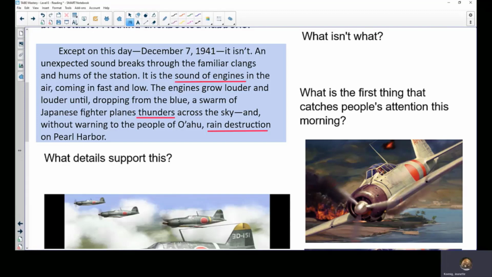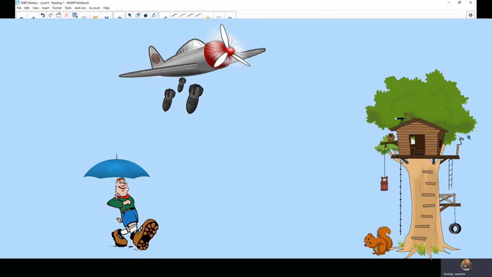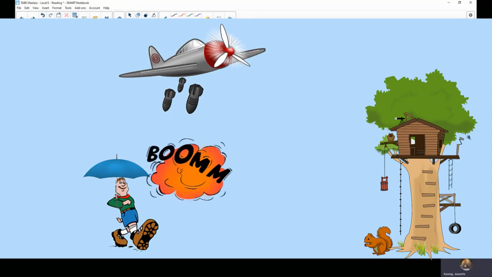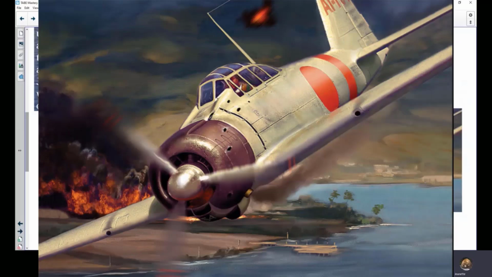What does that mean, raining destruction? We know what raining is, right? So it is just destruction coming down like rain. Like little raindrops were like little bombs. You can think of it that way, yes. It's coming from above, coming down on you. Those are the airplanes? These are the Japanese airplanes.